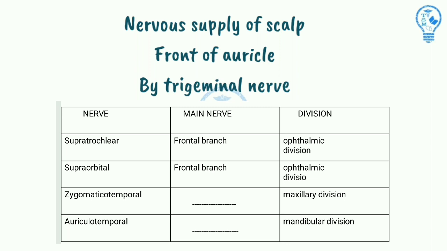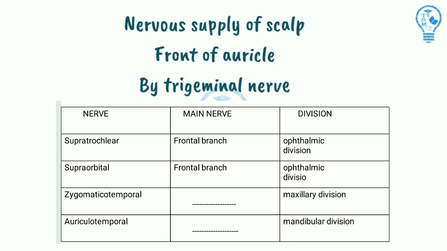Supratrochlear and supraorbital are the branches of frontal nerve branch. And let's know about divisions. Supratrochlear and supraorbital belong to ophthalmic division, and zygomaticotemporal is from maxillary division, and auriculotemporal is from mandibular division.